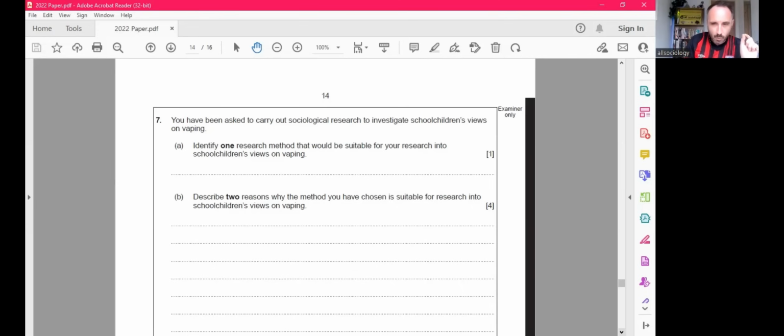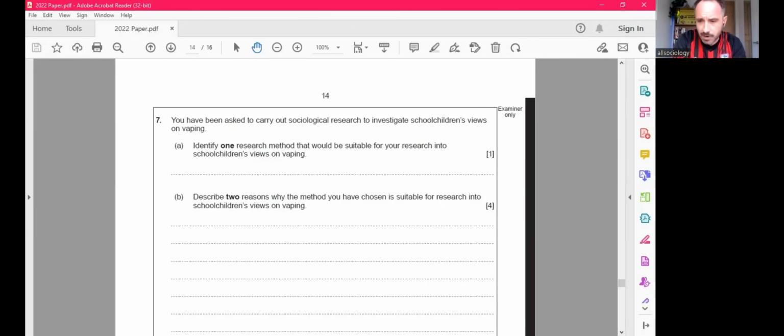You can give any method you want, but there's a couple of things to be aware of here. One or two of these methods that you know of won't work for this, because you're looking at kids' views on vaping. So the only answers really you can give down here would be a questionnaire, a structured interview, a group interview, or an unstructured interview. Observation would probably not get you any marks, because you're looking at people's views, not their behavior. So just be aware of that with this question.